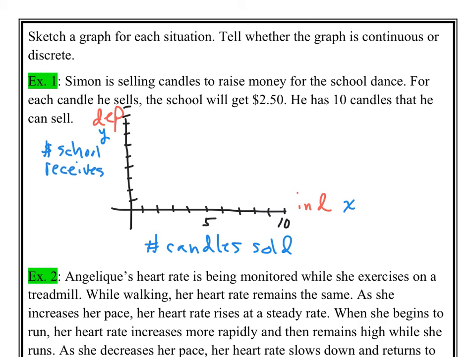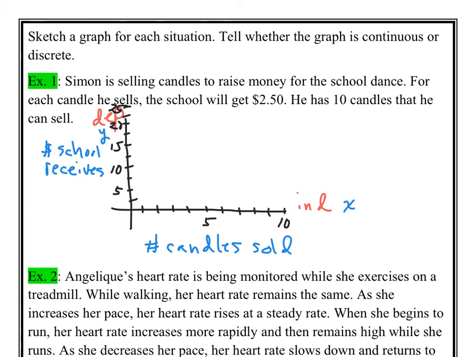So for the very first candle that's sold, the school will receive $2.50. So this very first hash mark is $2.50. So this hash mark here is $5. Then every other hash mark will be another 5. So that would be 10, 15, 20, and up here is 25.